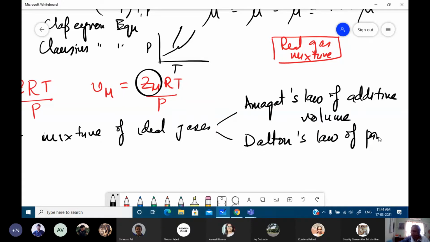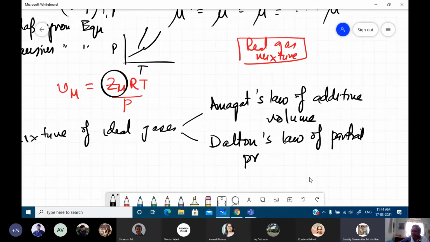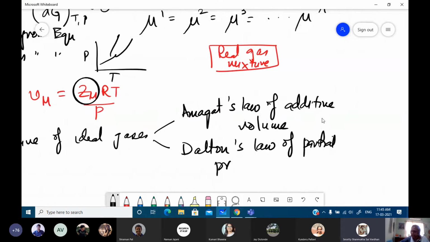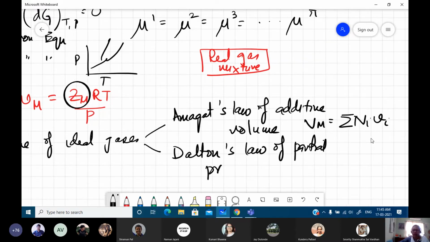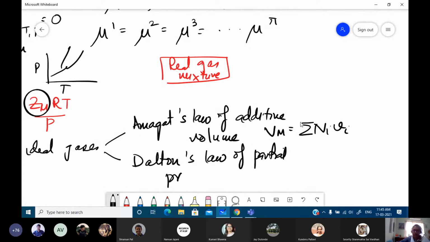Can you tell me what Amagat's law of additive volume tells you? At the same constant pressure and temperature, Vm is equal to sigma NiVi. Perfect. So Vm equals sigma Ni small vi, where this Vi and Vm are measured at the same temperature and pressure, isn't it?